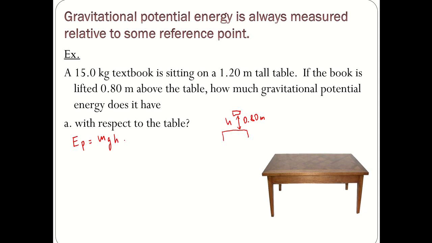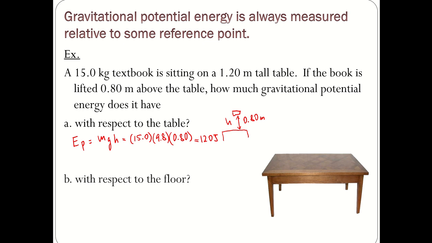So we're going to plug in our values. The mass is 15 kilograms, so 15.0, so 3 sig figs. And then we have 9.8, which we're going to treat as a constant, and multiply by the height of 0.8. So our answer should have 2 sig figs because, again, 0.8 has 2 sig figs. So in this case, if you multiply this together, you will end up with 120 joules. So remember, energy is measured in Newton meters or joules. So this is going to be 120 joules. So that's our potential energy of the textbook with respect to the tabletop.